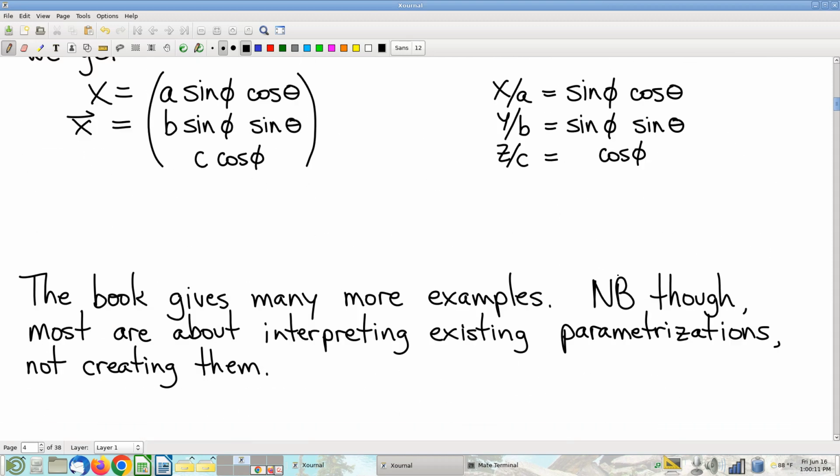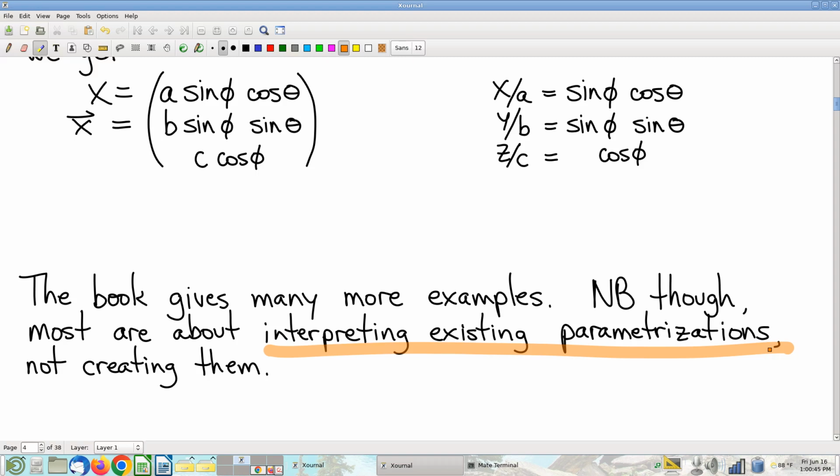Okay, so there are a bunch more examples in the book. I will point out that all of the book examples interpret existing parameterizations. All the book examples say, hey, here's a parameterization. Let's try to figure out what the surface looks like. You'll notice all of my examples have been, here's a surface, let's try to figure out what the parameterization is. So all of our examples are kind of backwards of each other. I think my examples are more relevant.